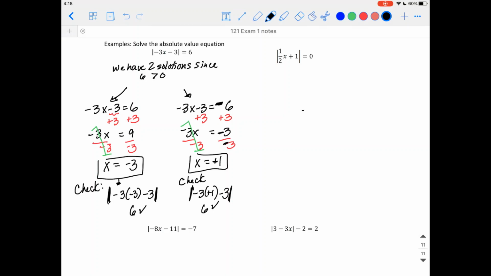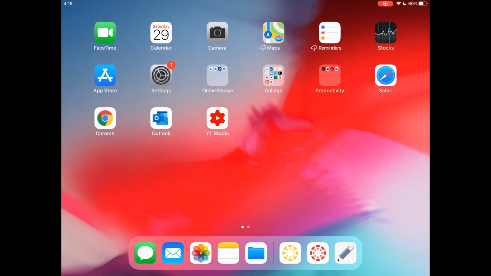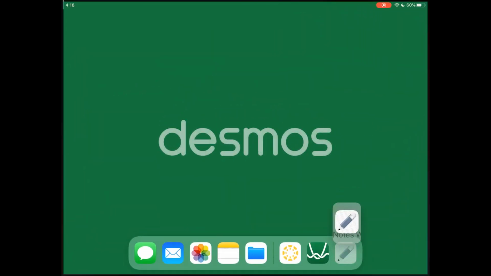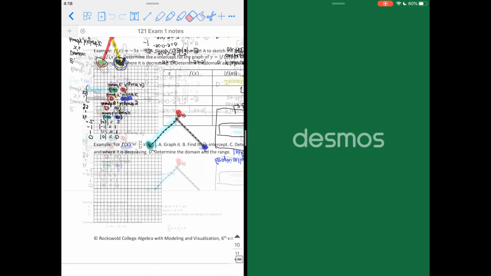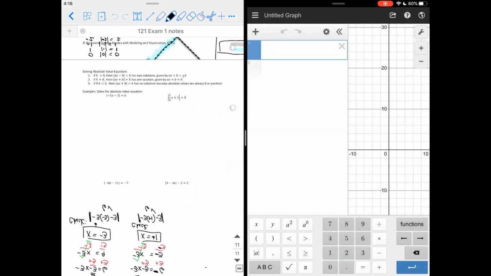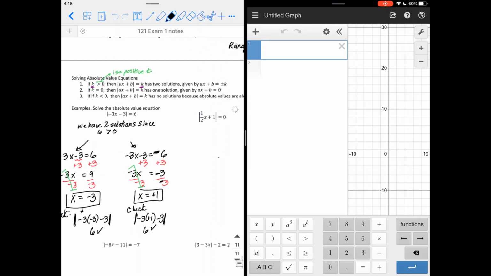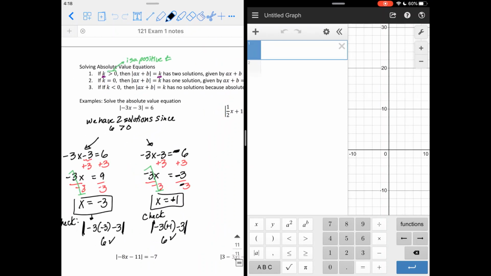So yes, that works. Now, graphically. So let me get here Desmos. Let me put my notes here to the left. They're upside down. Okay, here they go. Okay, I was about to have a heart attack.